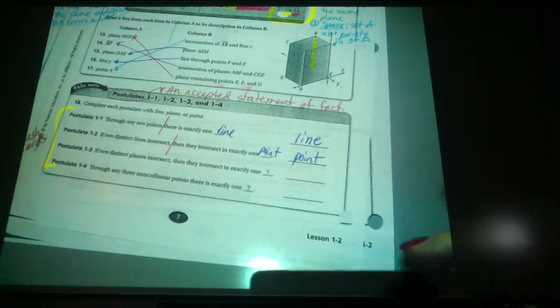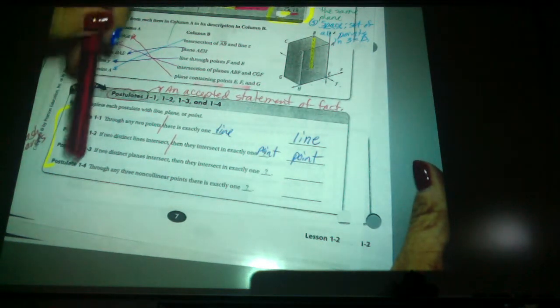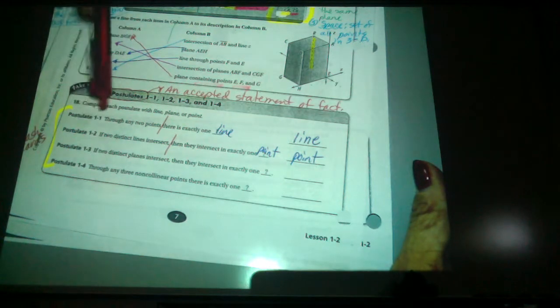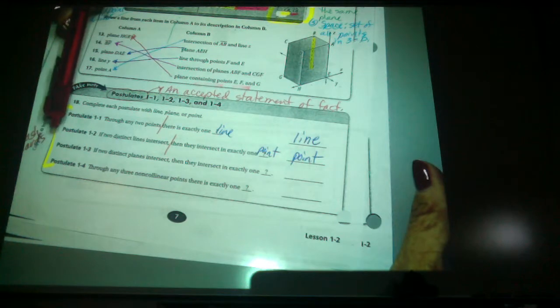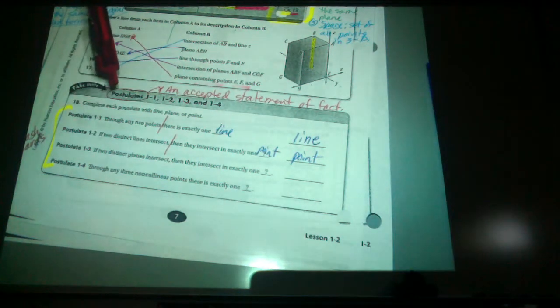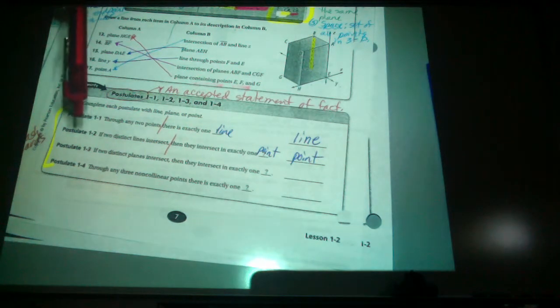So this is the point postulate. Postulate 1-3, and you may not name the postulates by their numbers here because different textbooks number them differently. I want you to know what the postulate says, not what this number is. If you put as a reason postulate 1-3, I'm going to mark it wrong. You have to use the words.